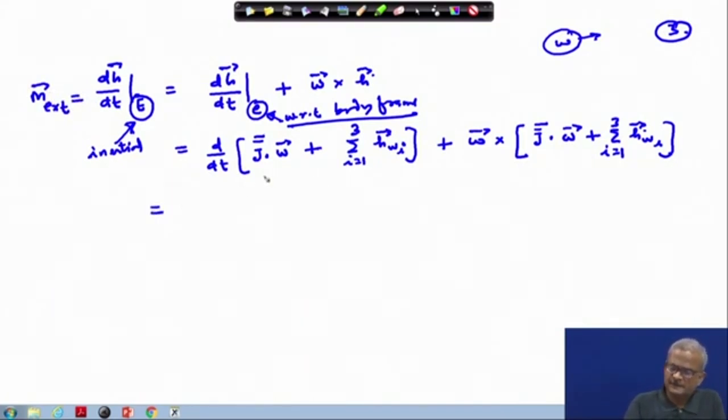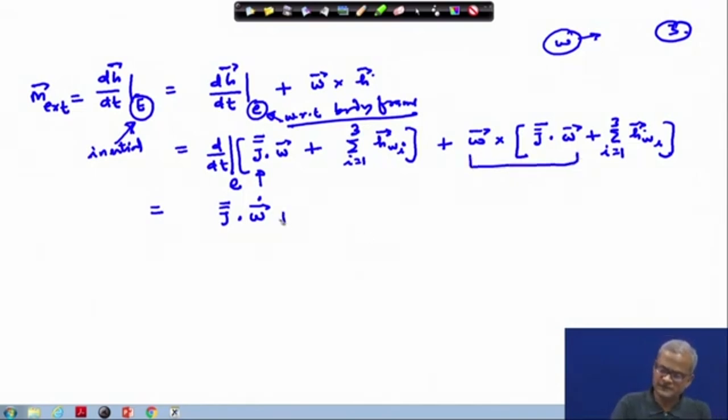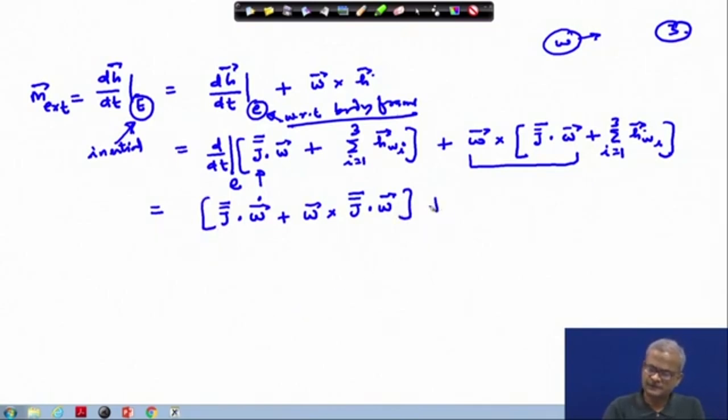So, the right hand side, now in the body frame, this differentiation is with respect to the body frame. Therefore, in the body frame, the inertia term will not change. And then we can write this as plus, we can pick up the term from this place and write here omega cross J double bar dot omega. We club it together, and then the other terms we can write as d by dt. This is with respect to small e.